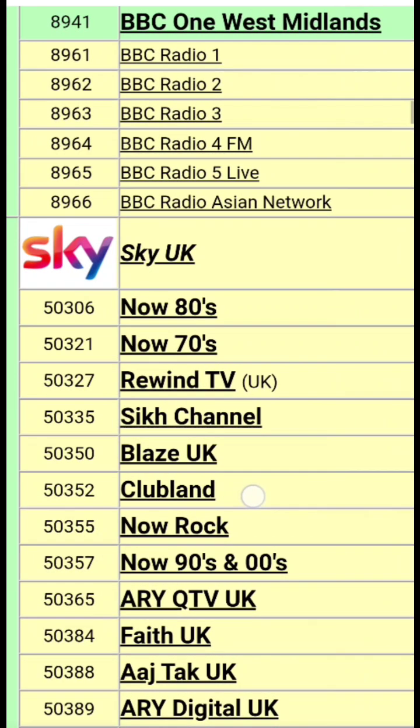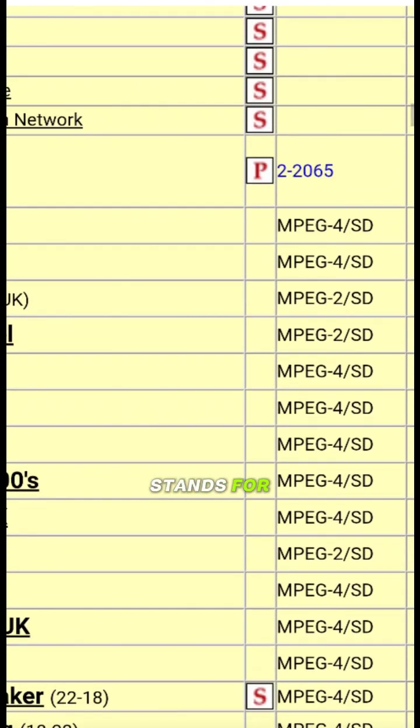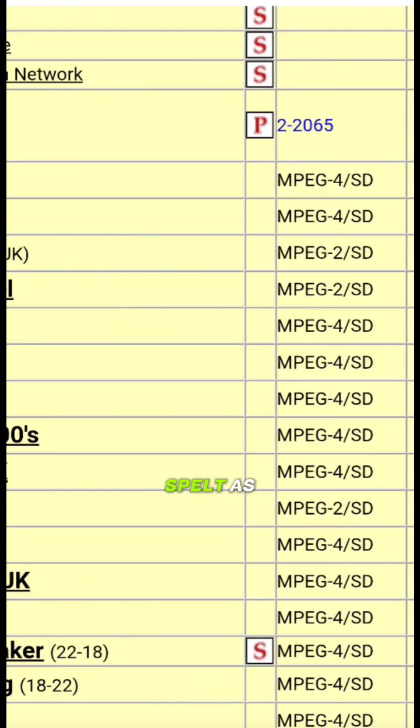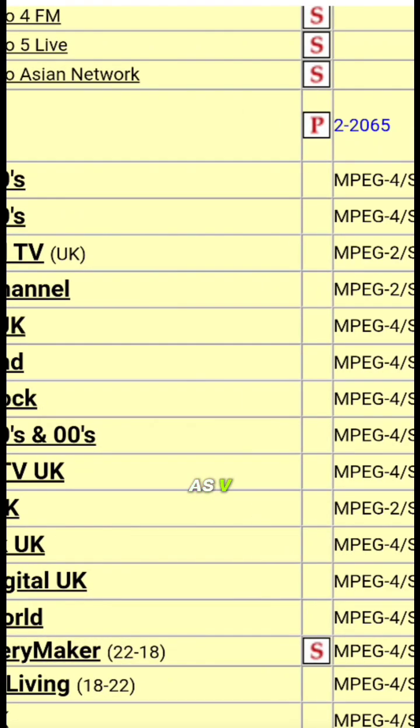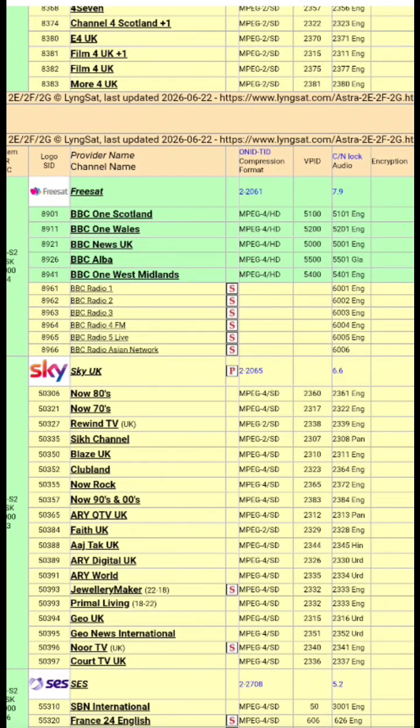There are different types of encryption. Free to air is one of them. BISS is also one of them, so the key for BISS is called BISS key. We also have powerful, which is spelled as POWERVU. We also have another type of encryption, which is called Irdeto, spelled as IRDETO. We also have Nagravision, spelled as NAGRAVISION. We also have another type, Viaccess, spelled as VIACCESS. We also have Conax. So those are the different kinds of encryption that you need to know.